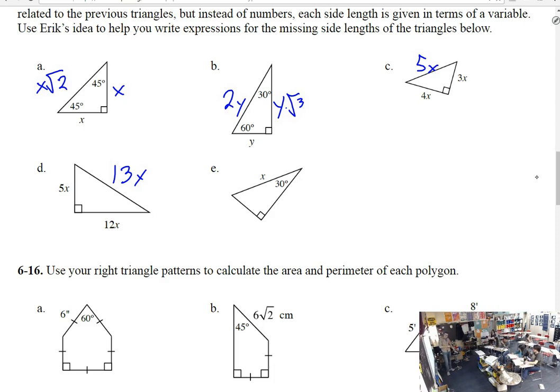And then Ava, what about E? E would be, the short leg is x over 2, and then the long leg is x over 2 radical 3. Questions? You all good? Sweet.